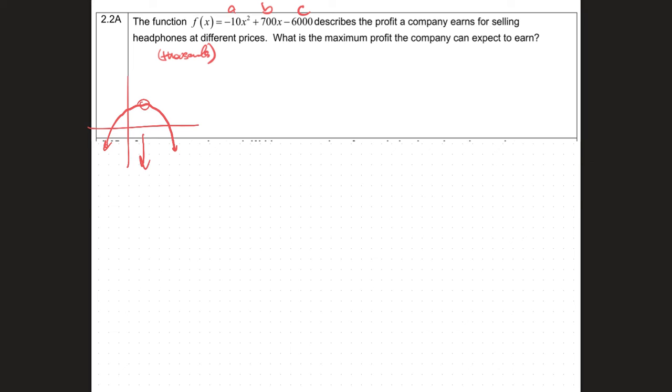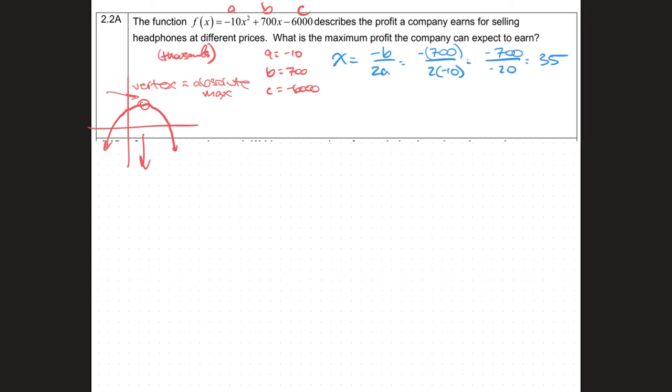The high point of this curve is going to be the vertex. Okay, that equals the absolute max value. Okay, it's the absolute largest y value we will get. So let's set this up. Our x-coordinate for the vertex is negative b over 2a. That equals negative 700 divided by 2 times negative 10. Negative 700 over negative 20 equals 35.